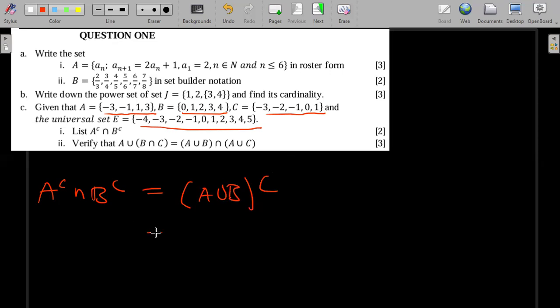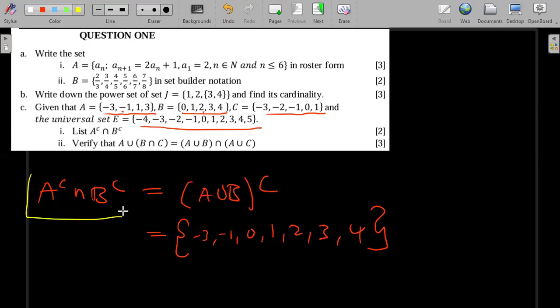So let's just find our A union B. This is A, and this is B. A union B just combines all the elements from these sets, right? So my A union B: the lowest is -3, then -1, then 0, 1, 2, 3, 4. That is my A union B. And then from there, I just want to find the complement of this set. That will be my required set.